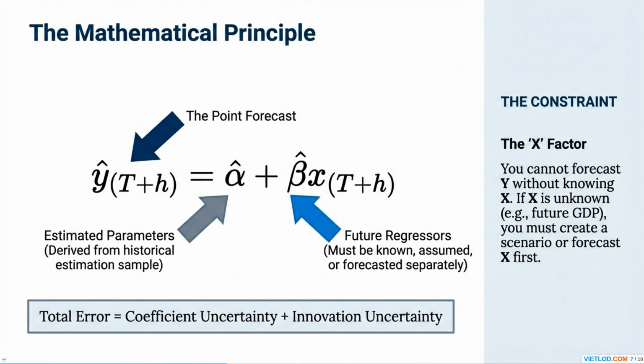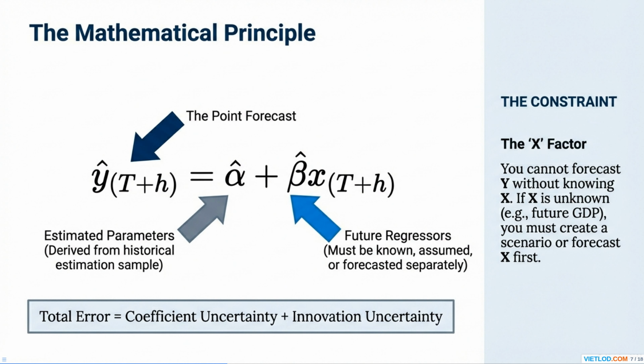The core of our forecast is this simple equation. The point forecast, y hat t plus h, is our prediction for h periods into the future. It's constructed using the parameters a and b, which are estimated from our historical data sample, from time 1 to t. Crucially, to forecast y, we must have values for our explanatory variables, x, for the future period t plus h. This is the x-factor constraint. These future values must be known, assumed in a scenario, or forecasted separately.